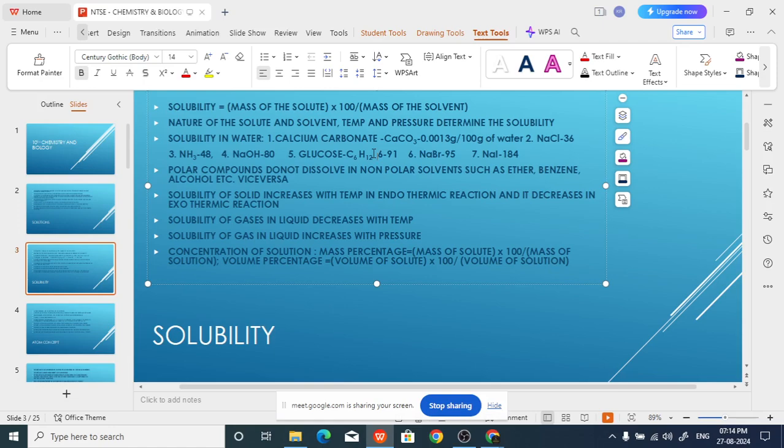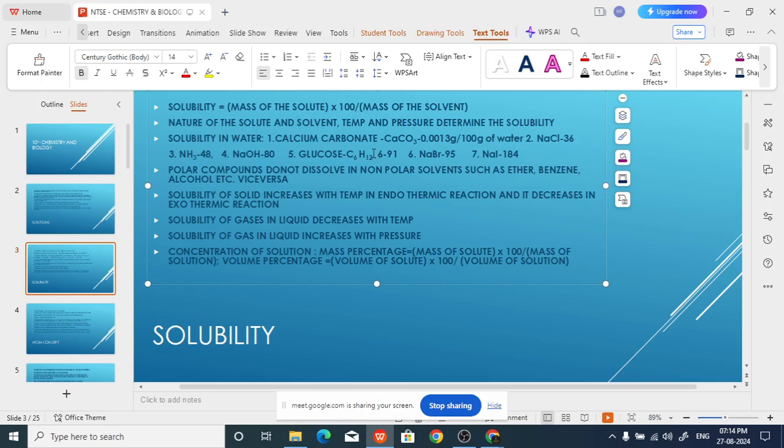Yes, sir. Yeah, the concentration as mass percentage is equal to mass of solute into 100 divided by mass of solution, whereas solubility is calculated as mass of solute into 100 divided by mass of solvent. Okay.